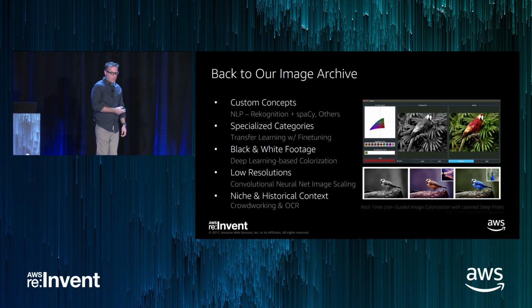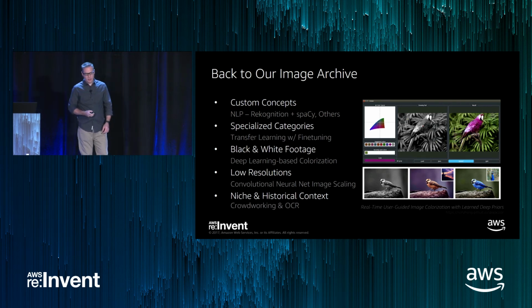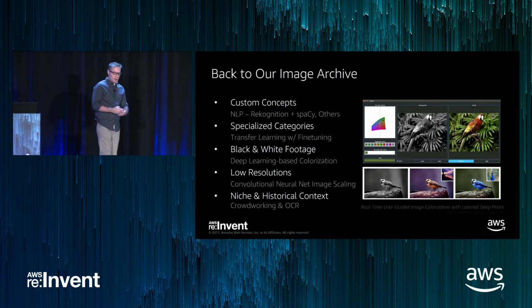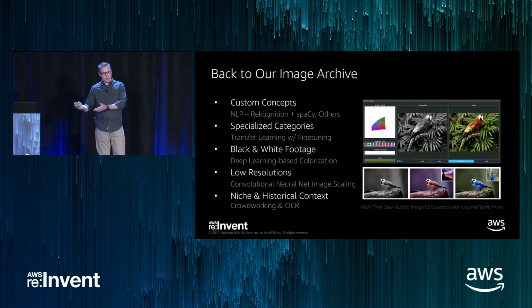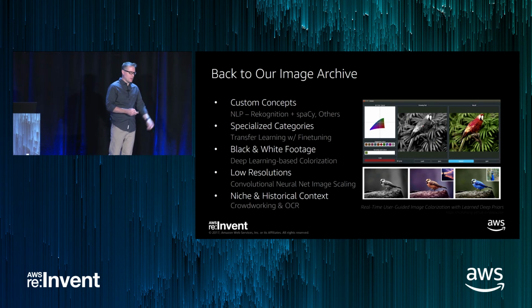The low resolutions we talked about, so this is a classical scaling problem where we're actually upscaling and then interpolating the difference instead of just trying to stretch and add more pixels, which just leads to a blended out picture with less detail. And then the niche and historical context, like I said, the important thing here is to use things like potentially OCR to identify labels and then search outside of the image context, or to utilize crowd working like Mechanical Turk.